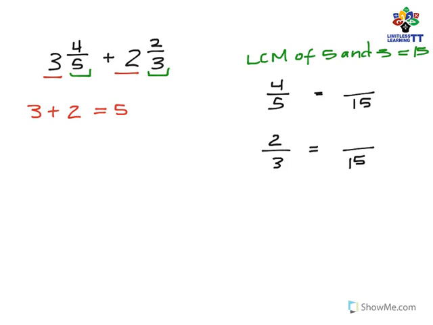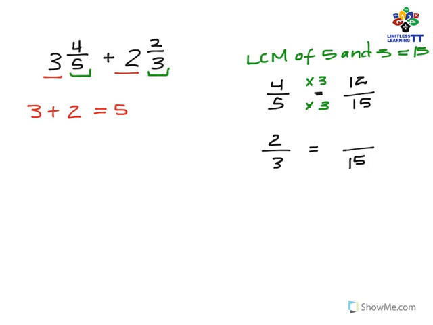Now if I'm looking at 4/5, I'm looking at the denominator. If I want to go from 5 to 15, I can multiply 5 by 3, and that's going to give me 15. So that means I'm also going to multiply my numerator by 3, and therefore 4/5 is the same thing as 12 over 15.